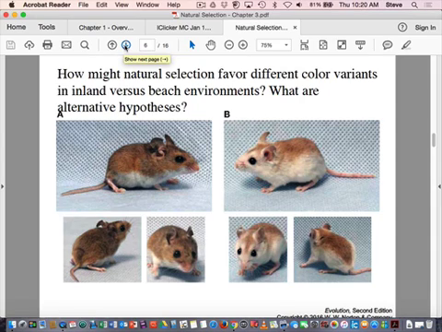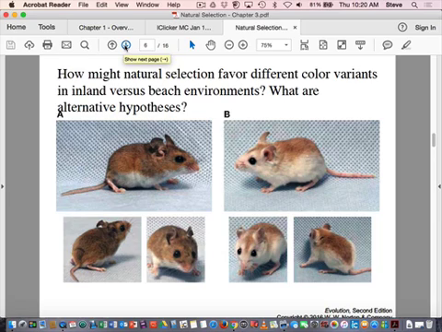semi-low melanic mice in inland versus beach? So if you had to think about it, where do you think the lighter colored ones are? In which environment? Okay, straightforward, right? And the inland ones are the more melanic, darker ones, and that's the pattern, and we'll show you that.